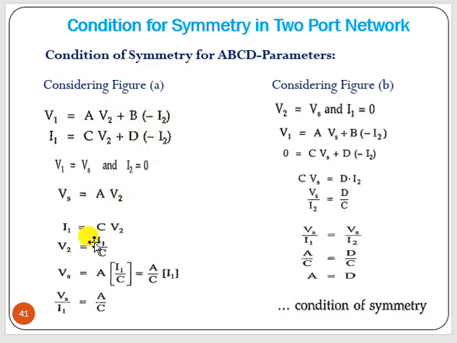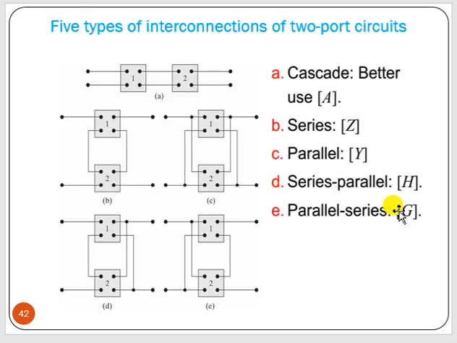Find out Vs by I1. We get Vs by I1. Next, V2 equal to Vs, I1 equal to 0. Put in those two equations and try to find out Vs by I2, that is D by C. So from this we can get the condition of symmetry as A equal to D. Okay, so we can find out the condition of reciprocity and condition of symmetry of all the two port parameters.